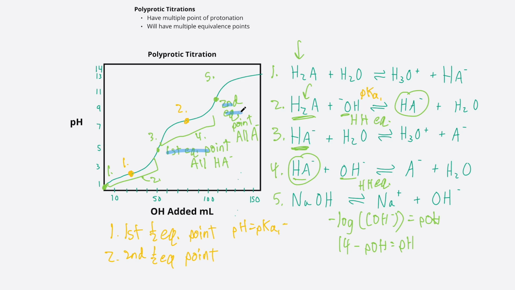So pKa 1 plus log of the conjugate base for the first acid. So that is HA over H2A. And then again, that log will be 0. So the pH at point 1 is equal to the first pKa.